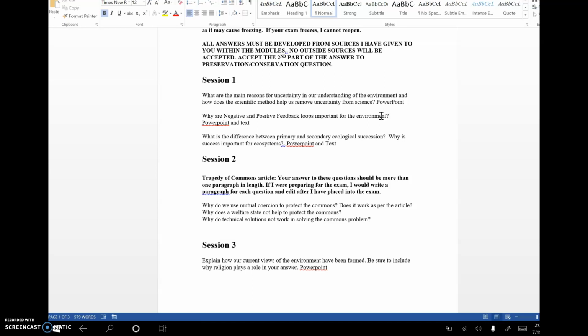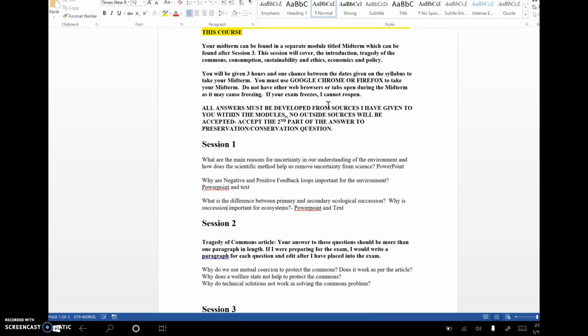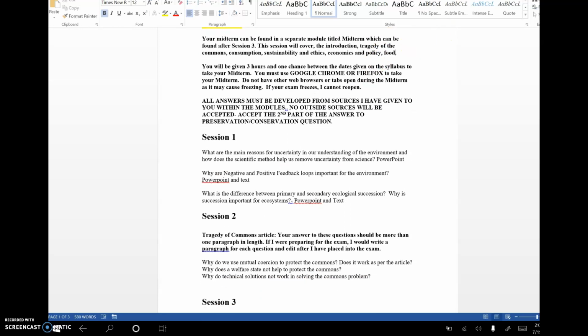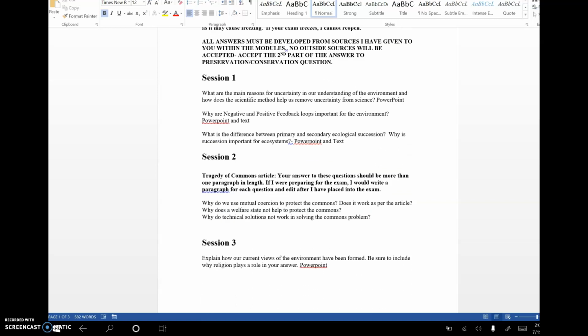What is the difference between primary and secondary ecological succession, and why is succession important for the ecosystems? That should be, say, successions. That must have been my typo, I'm going to fix that. I'll re-upload this. Succession for that. And so I want you to explain to me why that is the case. Why is primary and secondary succession important, and what are they? So there's a great video that can help you with that.